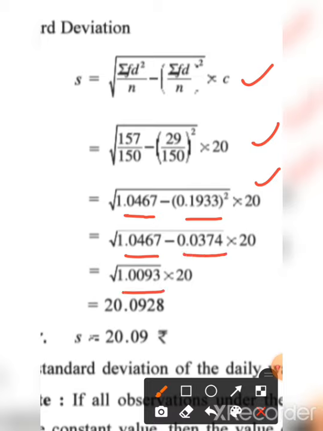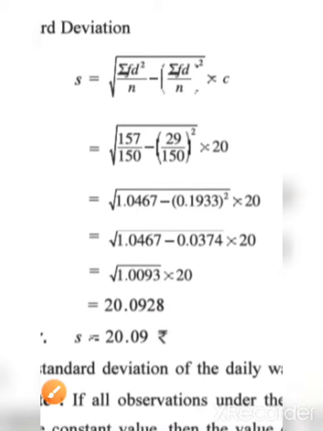If you subtract both, you will get something like 1.0093. You will do the root of it first, then you are going to multiply it by 20. You will get something like 20.0928. You will write up to 2 decimal places. So your standard deviation will be approximately 20.09 rupees, as the daily wages were given in rupees. Alright, so your standard deviation is 20.09 rupees over here.